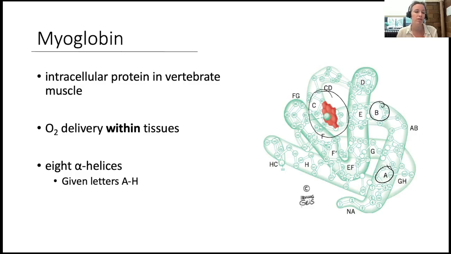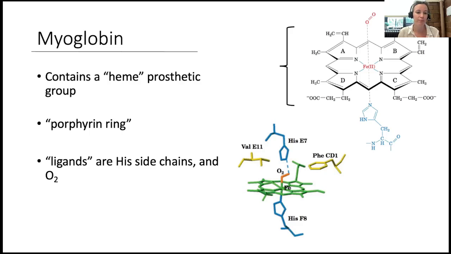Let's take a little bit of a more detailed look at that heme. So heme, we call it a prosthetic group because it is not native to the protein. It is kind of added after the protein is made. You may hear the word porphyrin ring used to refer to the heme. Heme, porphyrin ring are kind of synonymous.